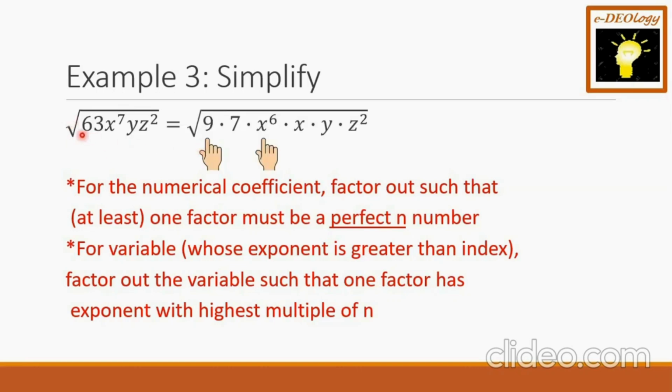So what will happen is, for the 63, we are going to have the factors 9 times 7. So the 9 is our perfect square factor. For the x raised to 7, we're going to factor it out into x raised to 6 times x. So this 6 here, the exponent, is the highest multiple of the index 2. For the y, the exponent is 1, we'll just simply copy. For z squared, the exponent and the index here are equal, so we'll just copy that. There's no change.